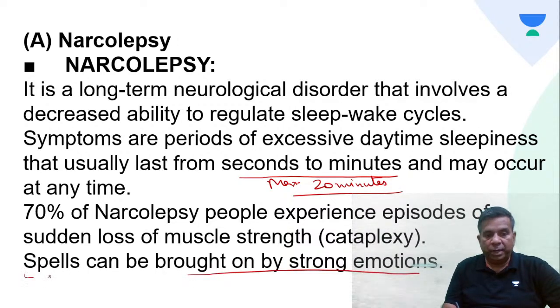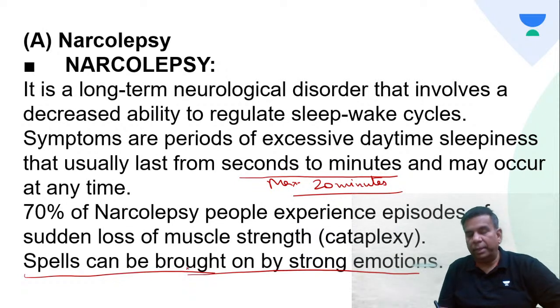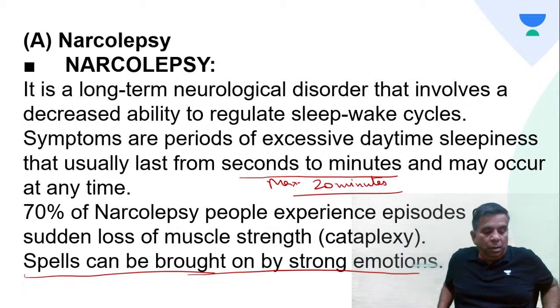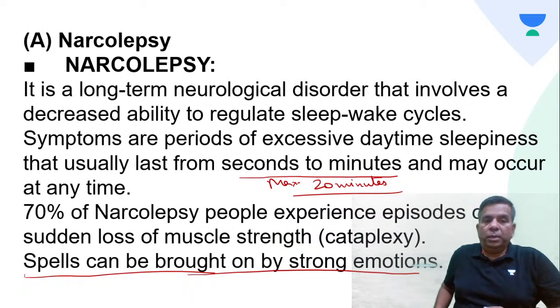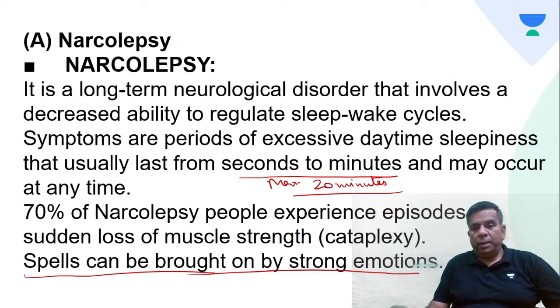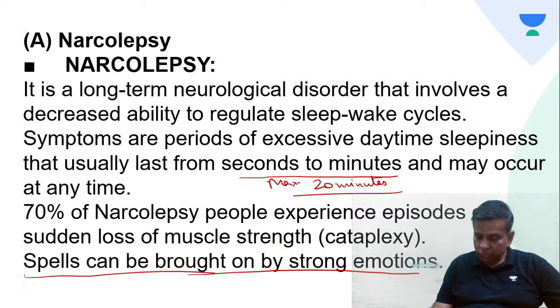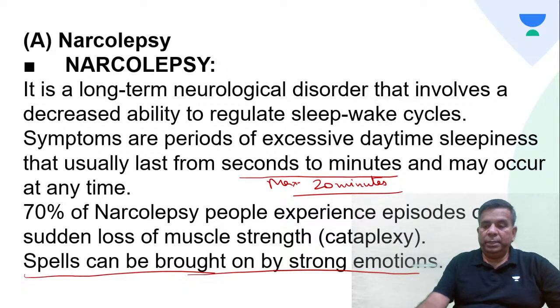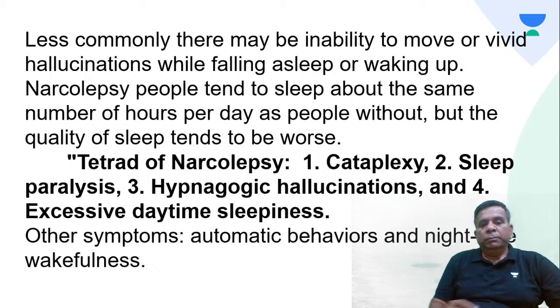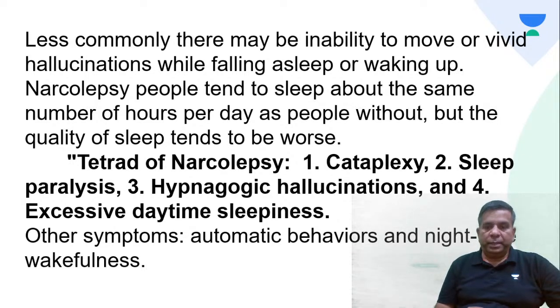The same MCQ has been asked in the INI-CET, if you remember, that on a sudden outburst there is crying or something, the person had an episode, falls down, that's cataplexy, a symptom of cataplexy, sleep paralysis, sleep attack, and excessive daytime sleepiness.